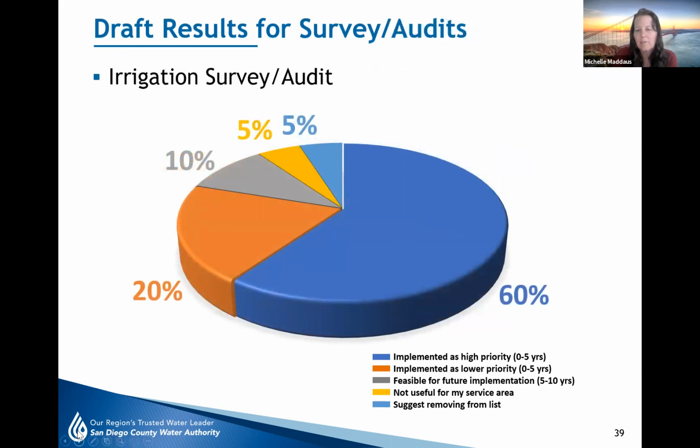And irrigation survey audits are more popular. Like Lisa said, we're hearing a lot about landscape. So with this one, over 60% are saying higher priority, 0 to 5 years, and 20% are saying lower priority, and then a handful of the other answers. But two-thirds of the respondents so far think this should be a high priority to do on the outside. Next slide, please.